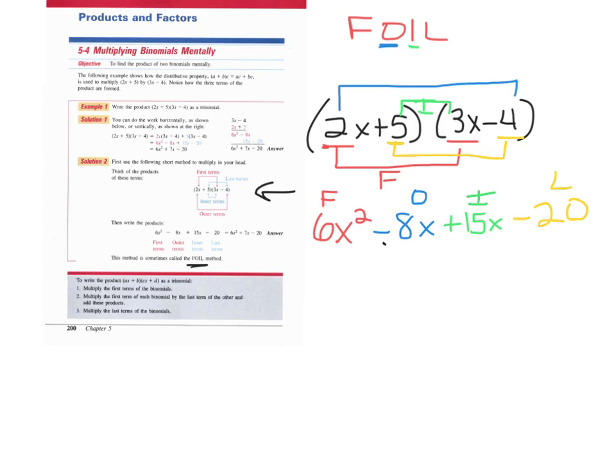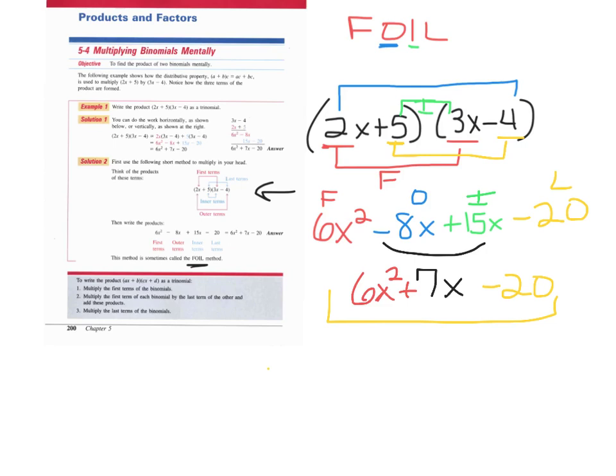So now I can always group my outer and my inner. There will always be like terms. In some cases, they may cancel out. But in this case, I need to add negative 8 and 15. So negative 8 plus 15 gives me 7x. My first term here stays the same, and the last term also stays the same. So again, all we're doing is multiplying the two binomials. We can use the acronym FOIL, or you can just apply the distributive property.